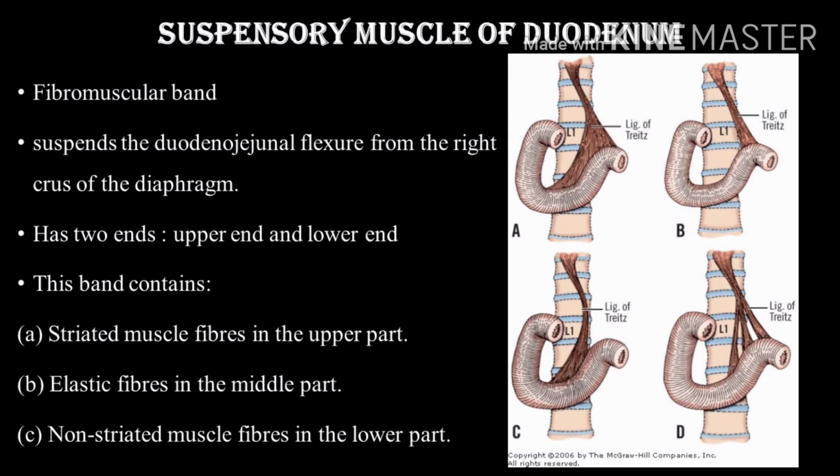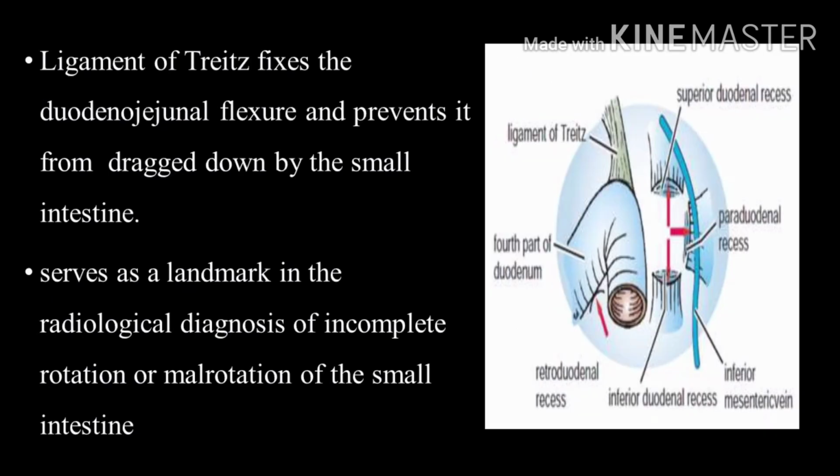This fibrous band contains striated muscle fibers in the upper part, elastic fibers in the middle part, and non-striated muscle fibers in the lower part. The ligament of Treitz fixes the duodenojejunal flexure and prevents it from being dragged down by the weight of the loops of the small intestine. It also serves as an important landmark in the radiological diagnosis of non-rotation or malrotation of the small intestine.